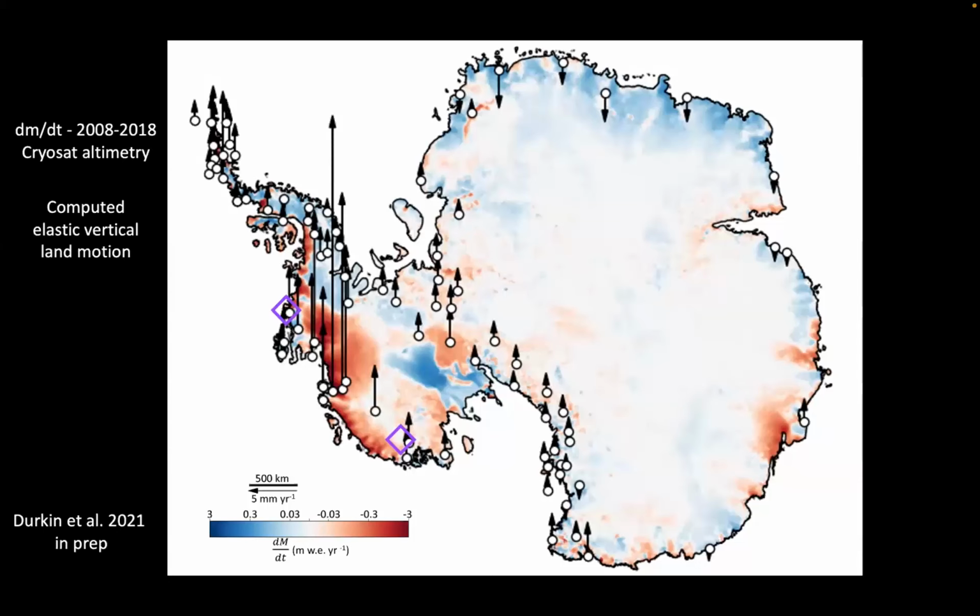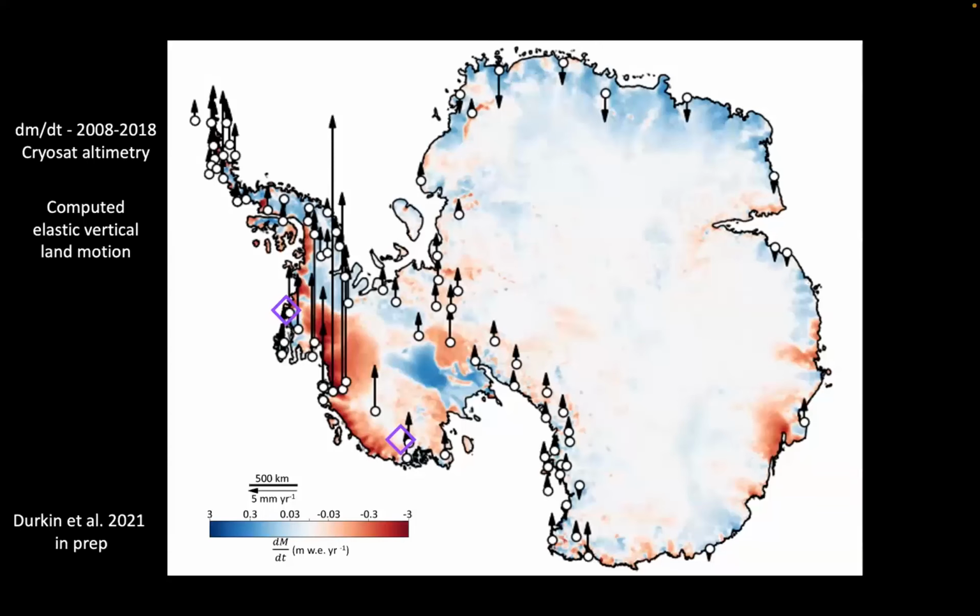And Joey Durkin and others have done this in a pretty clever way using the CryoSat altimetry, essentially over a decade. We're using this as our computed elastic vertical component.